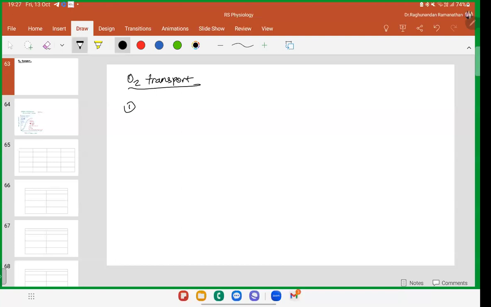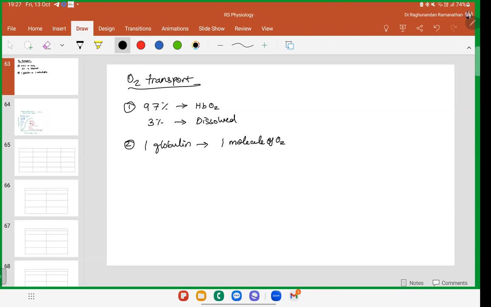Okay, so the first point you're going to write is that 97% is going to be in the hemoglobinized form, and 3% is going to be in the dissolved form. This is the first point you're going to remember. And remember, one globin chain is going to combine with one molecule of oxygen.